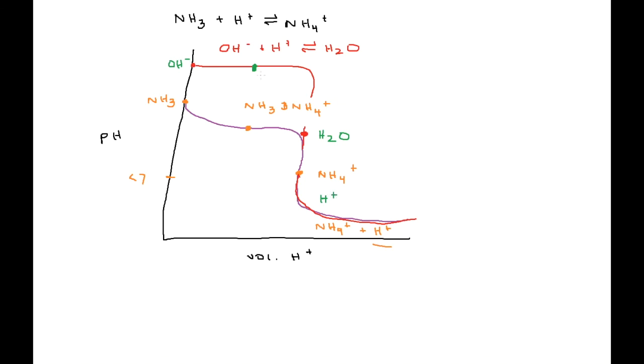So what's affecting the pH? Up until your equivalence point, it's really your hydroxide ions that are affecting your pH. At your equivalence point, you know you're at 7 because you only have water. Remember, we're assuming we're at 25 degrees Celsius. And then past your equivalence point, you only have hydrogen ions.